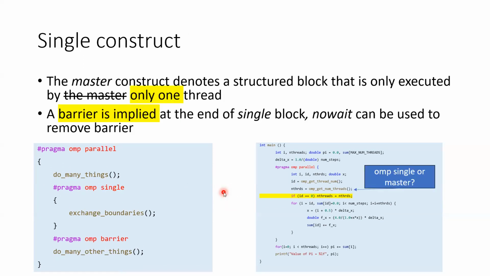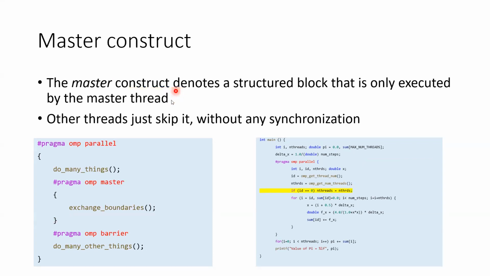Another construct is single. Single is similar to master, but you are not forcing that only the master thread should execute this part. Any thread can execute it, but only one thread should. Suppose thread 1 enters here. All other threads, including 0, will be skipping this and waiting at this point. There is an implicit barrier at the end of this, so even if you do not use a barrier, they have one implicitly. Unlike this, master doesn't have a barrier here. Other threads can execute the other portion of code.